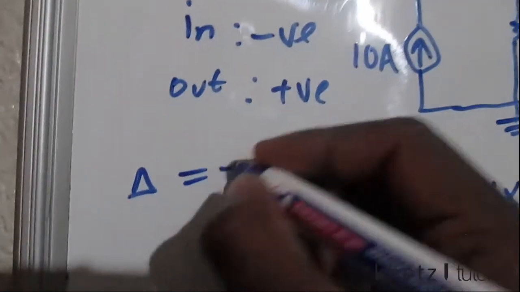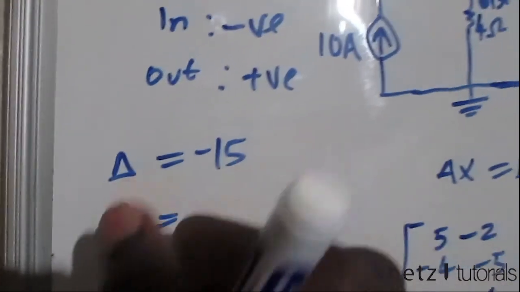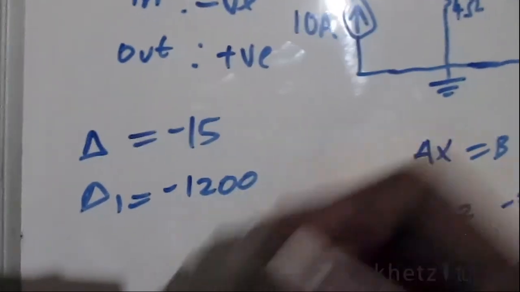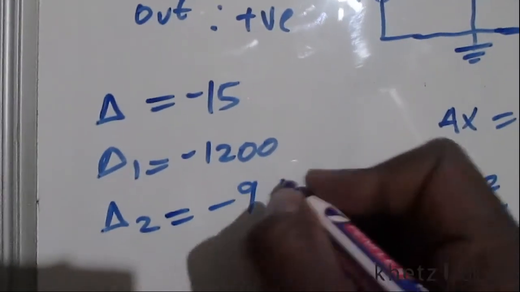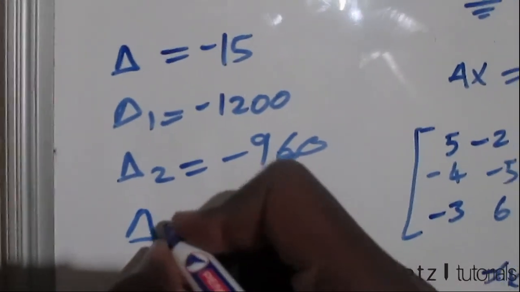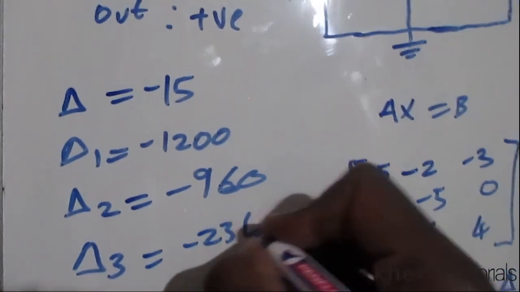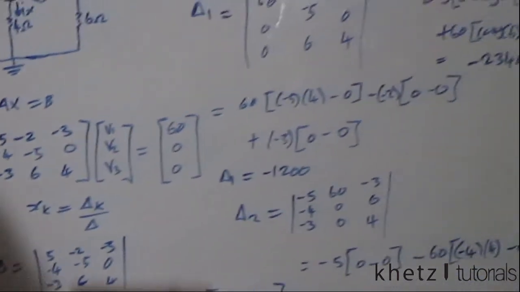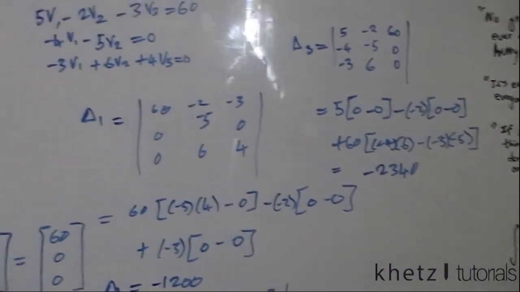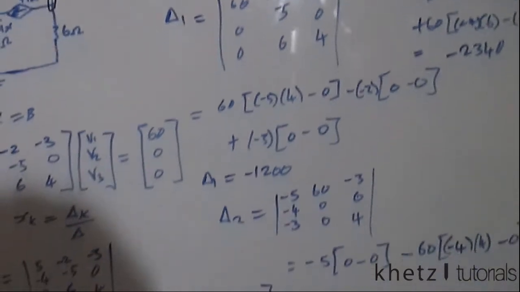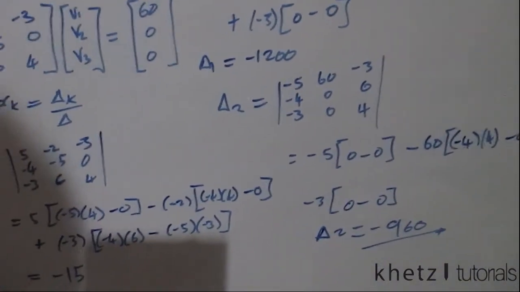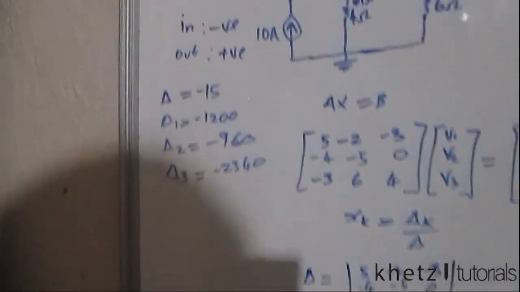So let's write down the determinant values now. Let's write them here. The determinant of matrix A we found was negative 15. Determinant 1 we found to be negative 1,200. Determinant 2 we found to be negative 960. And finally, determinant 3 we found to be negative 2340. If you used any other method apart from this, I guess you'd have an even longer working. That's what I believe. So Cramer's rule just simplifies how you do a problem like this with a lot of variables.